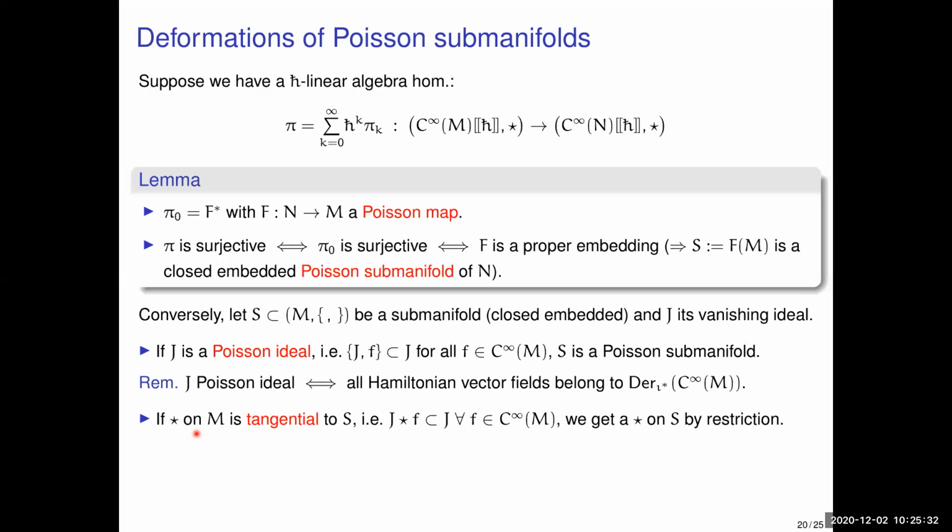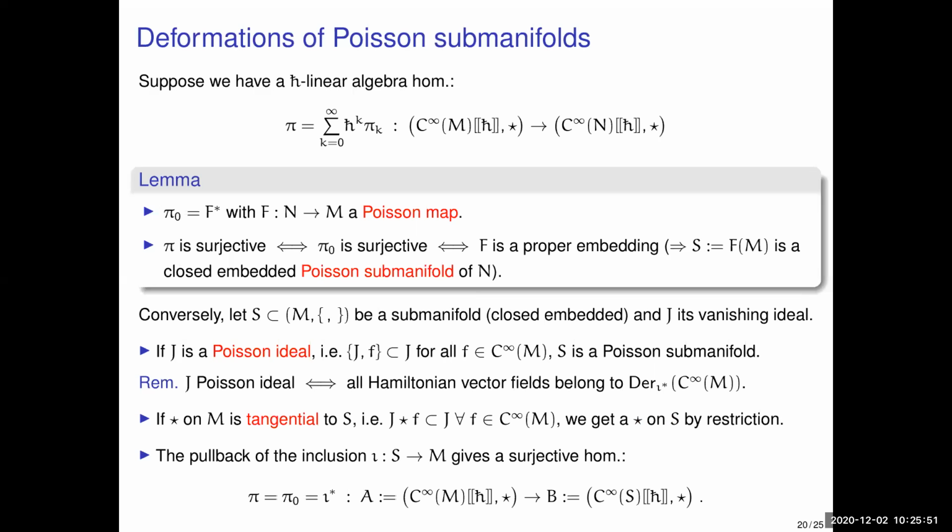So if J is not only a Poisson ideal, but an ideal for the star product on M, then in this case we say that the star product is tangential to the Poisson submanifold, and you get a star product on S by restriction. So in this case the pullback of the inclusion of S into M gives you a surjective homomorphism of formal deformations from functions on M to functions on S, and a special one that has only the order 0 part. So pi is the pullback of the inclusion, and so is just pi 0. You don't have higher order terms.